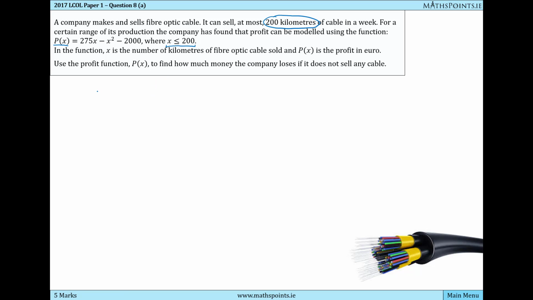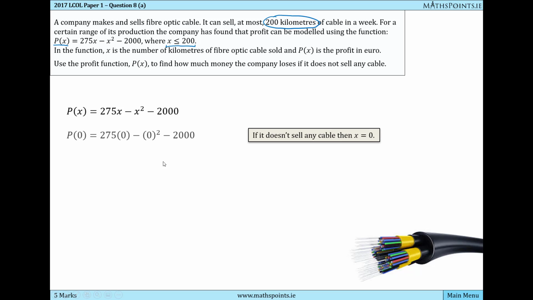So the first question asks us to use the profit function to find out how much money the company loses if it doesn't sell any cable. Now, if a company doesn't sell any cable, that's 0 kilometers of cable, so x is equal to 0, and we're going to sub this value of x into the function, and we get a value of minus 2000. So if the company doesn't sell any cable, then this company loses 2,000 euros, and that's the first question. So 5 marks for the first question, which was basically just some substitution.